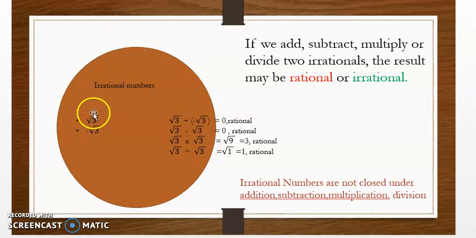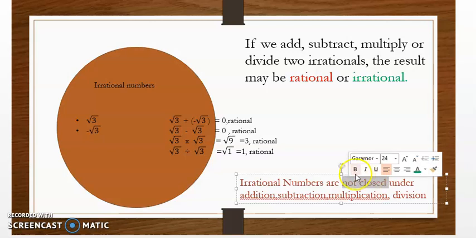From this, I'm choosing two irrational numbers, root 3 and negative root 3, and I am adding them. But the answer goes out of the box, it goes out of the bag. This is all the irrational numbers, but the answer goes out of the bag, which is a rational number. So this bag is not closed. Irrational numbers are not closed under multiplication, addition, subtraction, and division.